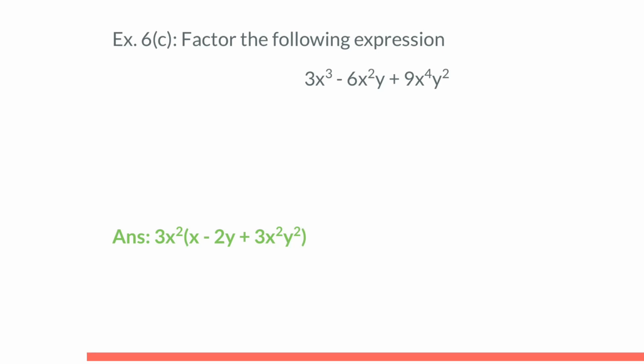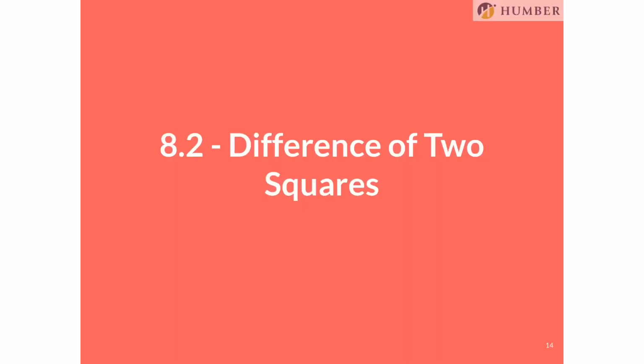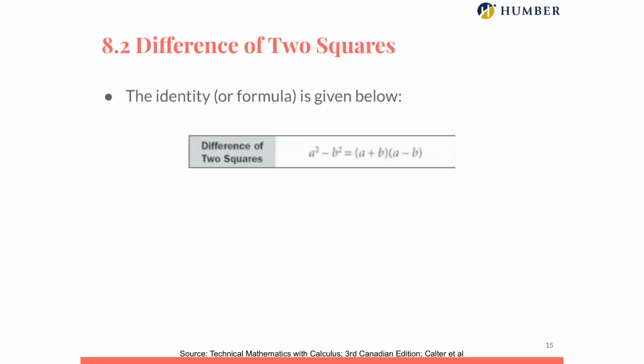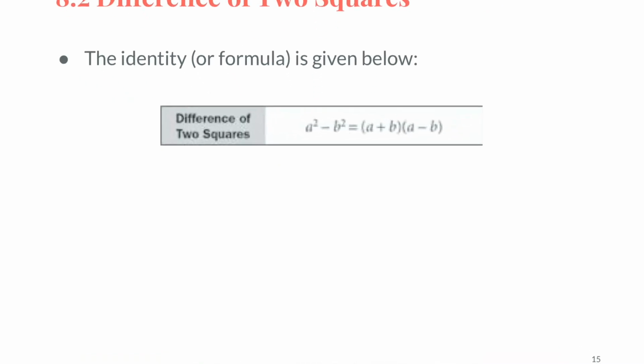Okay. The next one is called difference of squares, specifically difference of two squares. And you might remember this. It looks like this. I'll write it out better. It's pixelated. a squared minus b squared.